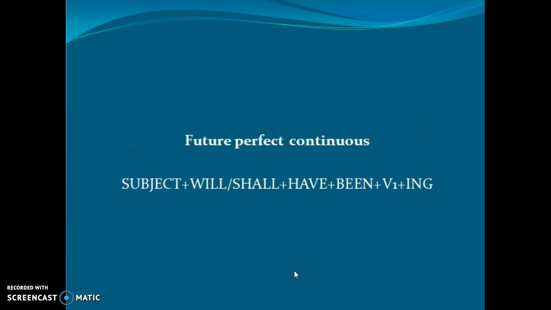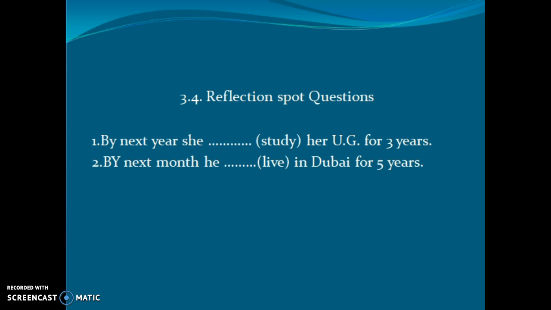The structure for this tense is given here. It is subject, will or shall, then have, and then been we have to add, after that V1 form of the verb, and then ing. After that we have to add the object. Take 1 minute of pause here and answer the reflections part questions given on the screen.